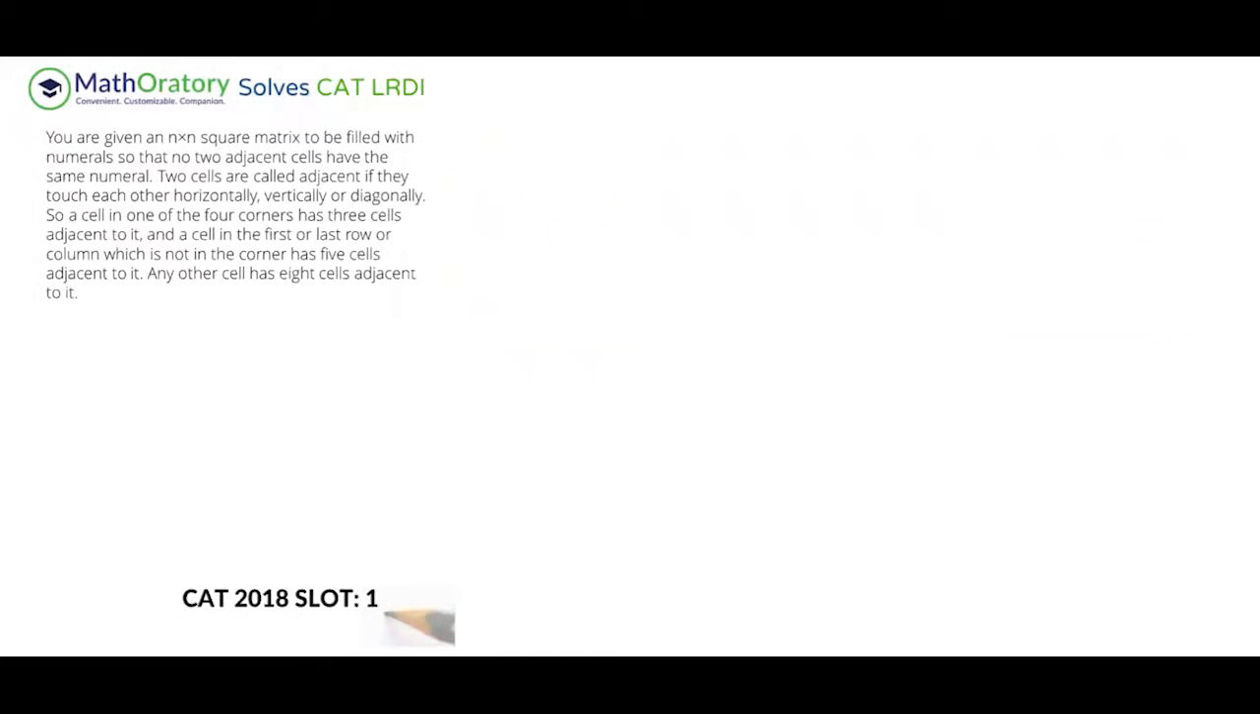Okay, this grid kind of thing is something which CAT likes to give here and there. Every now and then you'll have a little bit of grid with number filling up and those kind of things. So I'll just read the premise. There is not much to discuss from the premise point of view.